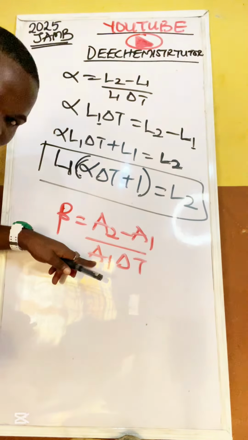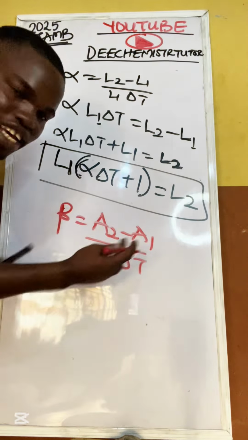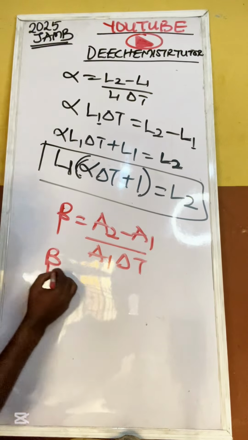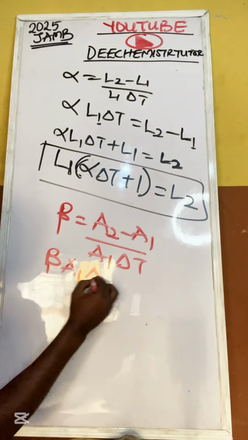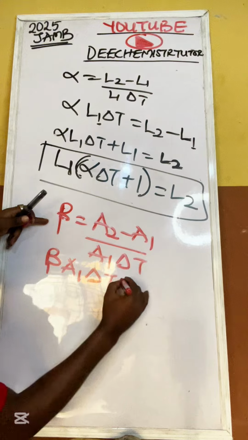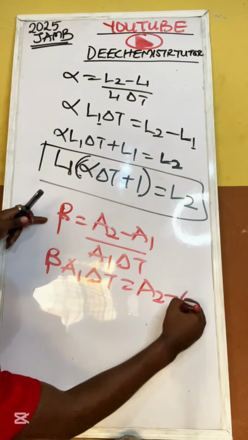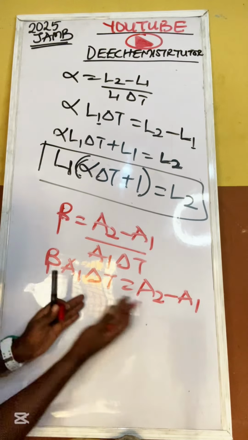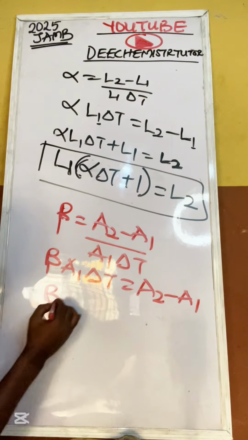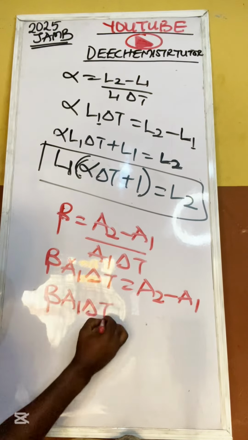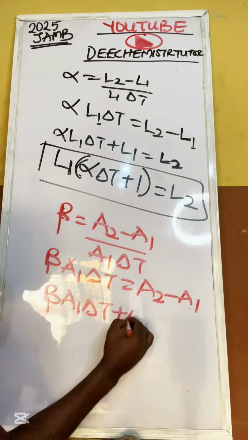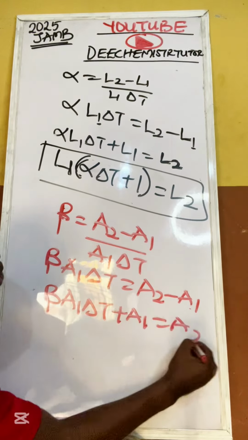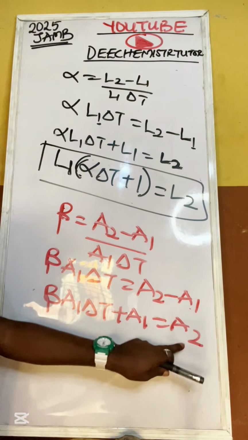That means I can make A1 come, I can collect all the A. Then I will say beta A1 change in T, when this one comes here, equals A2 minus A1. I can collect all the A1 together now, so it will be beta A1 change in T. Then this A1 can come here, it becomes plus A1 equals A2. So the question is, make A2 the subject of the formula.